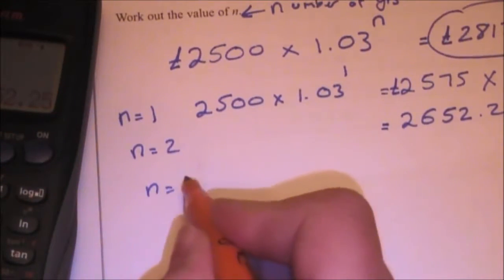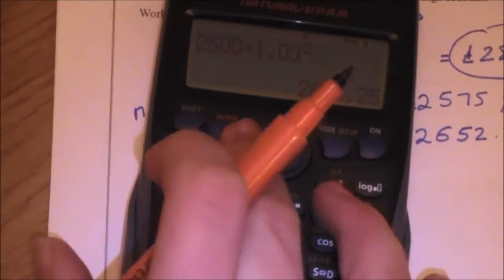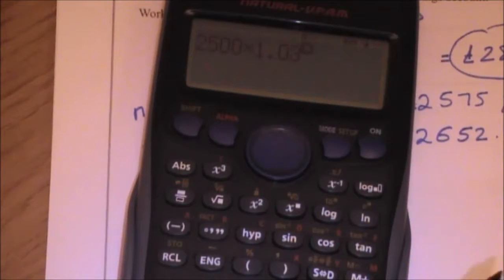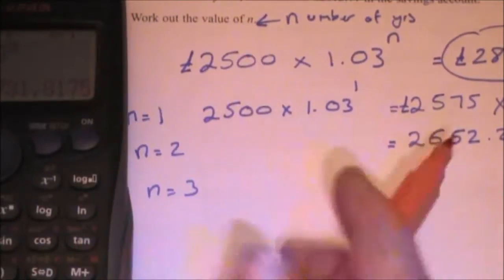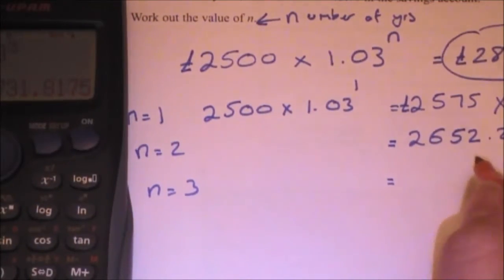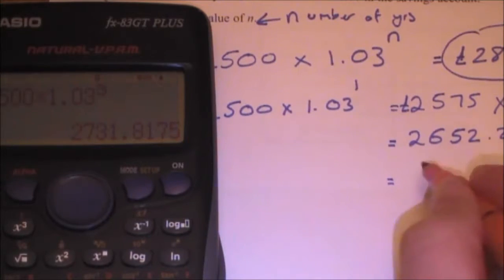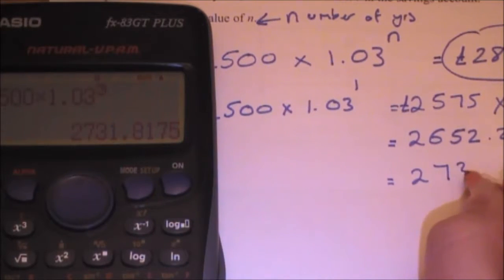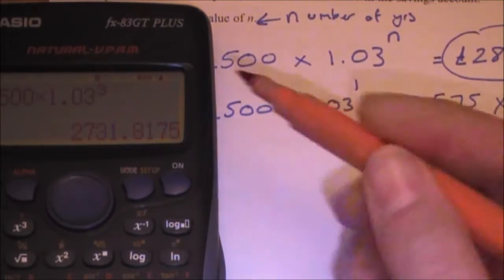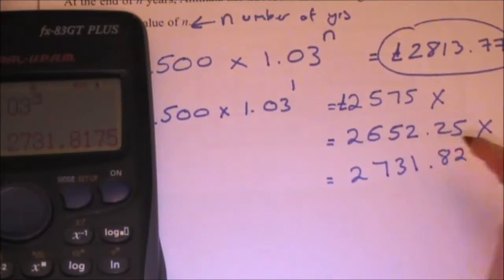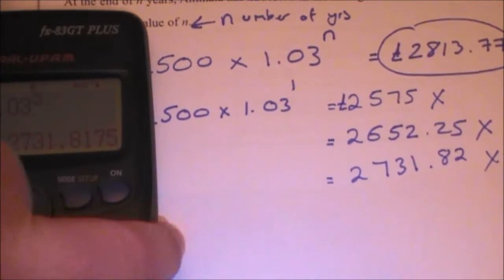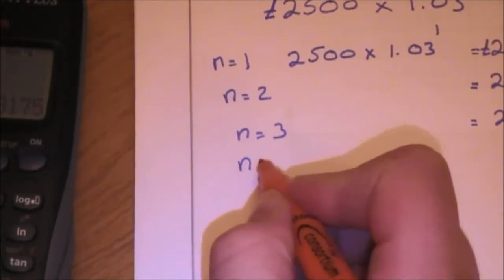I'm now going to try when n equals 3. Back to my calculator. I'm just going to press the back button, delete that 2, put a 3 in its place, press equals. It's given me 2,731. Now there's quite a lot of decimals after this. Got to remember I'm dealing with money, so I wanted 2 decimal places. £2,731, and it wouldn't be 81 pence because the 7 would round the 1 up to 82 pence. Now that's pretty close to the amount, but it's not what I want, so I'm going to try a higher number of years.